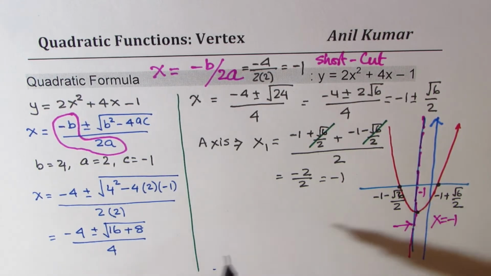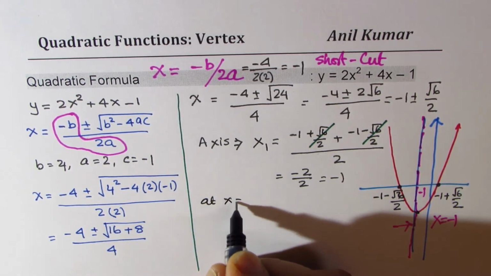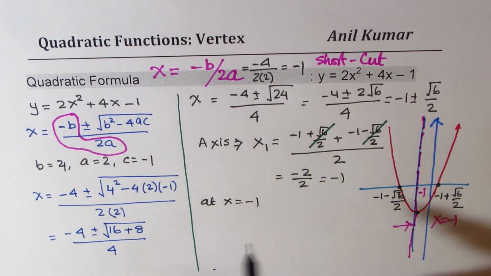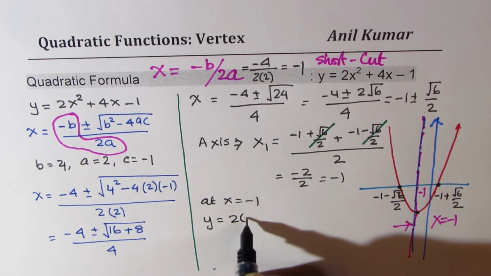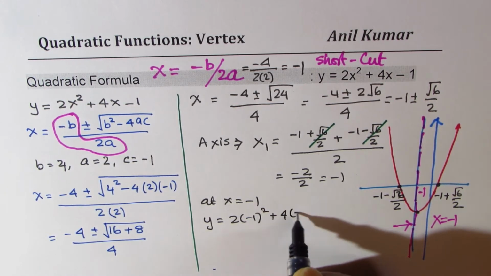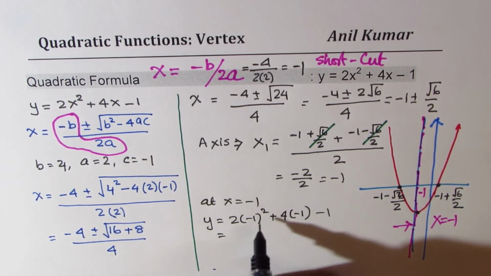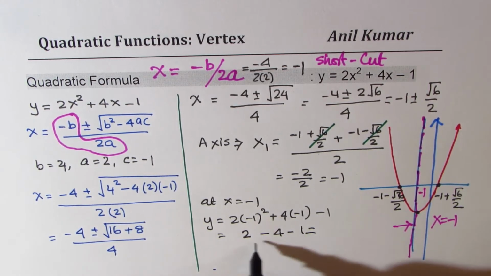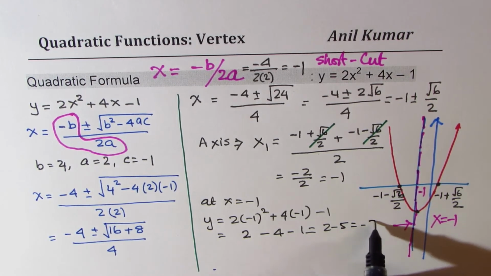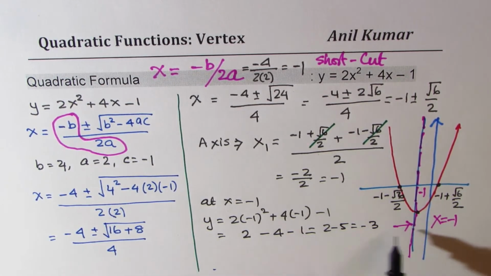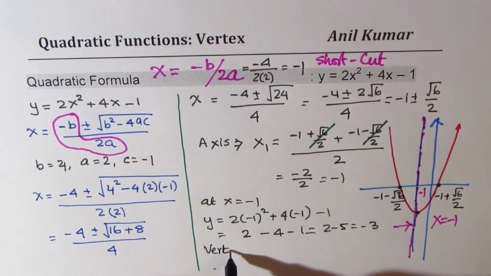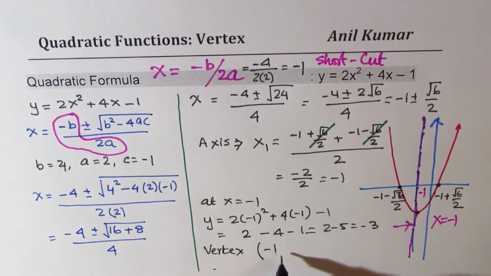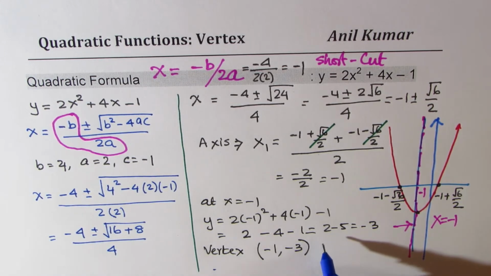Now at x equals minus 1, let's find the y value. So y equals 2 times minus 1 squared plus 4 times minus 1 minus 1. Minus 1 squared is positive 1, so 2 minus 4 minus 1, which is 2 minus 5, or minus 3. So we get the vertex at x equals minus 1, y equals minus 3.